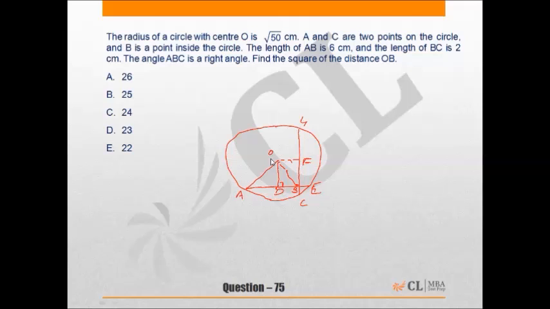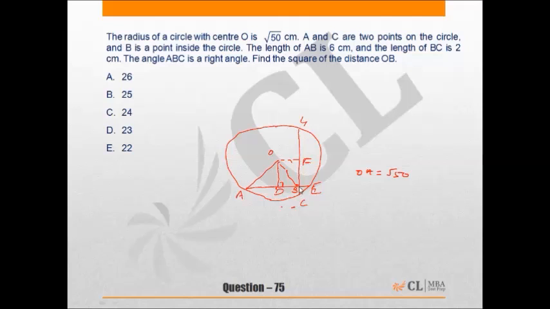The radius of a circle with center O is root 50 centimeter. The circle shown is the circle with center O and radius OA as root 50. A and C are two points on the circle.